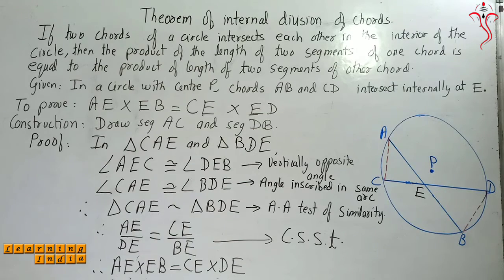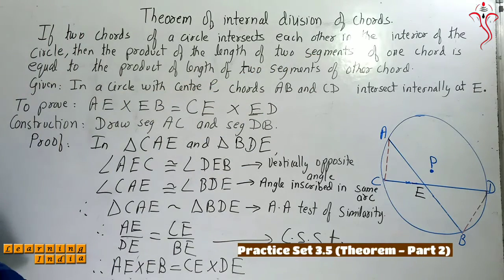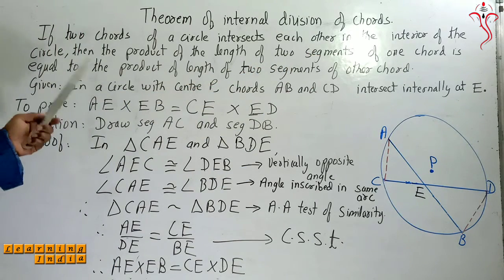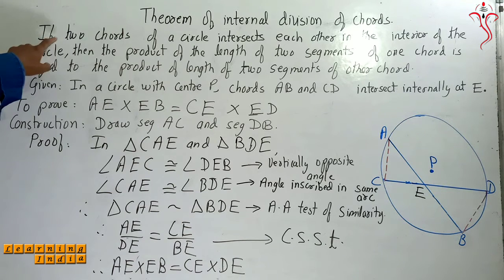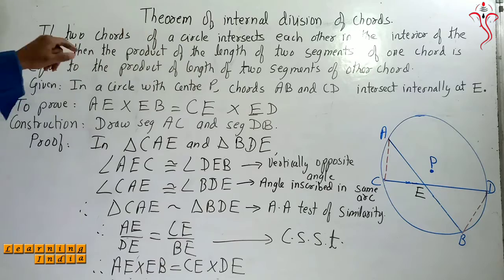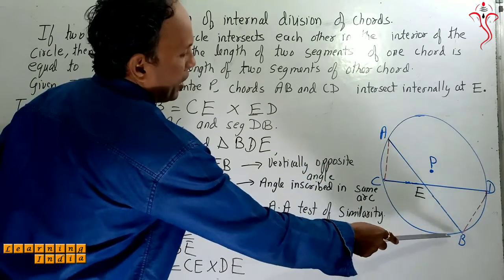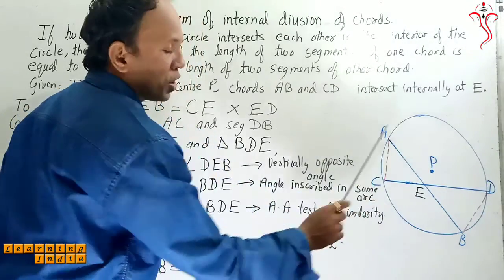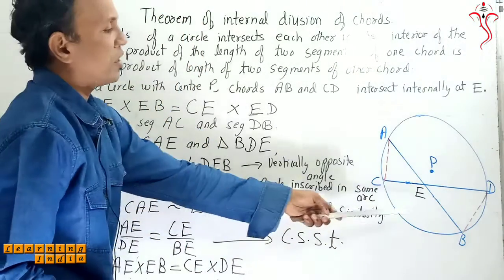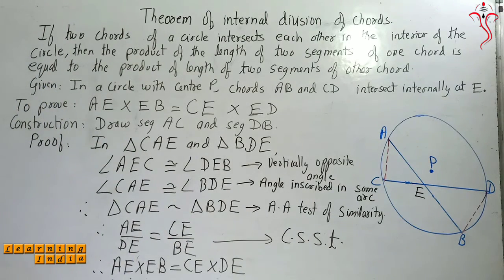Now we'll see the theorem of internal division of chords. The theorem says that if two chords of a circle intersect each other in the interior of the circle, you can see AB and CD, both chords are touching each other at the point E, which is in the interior of the circle.